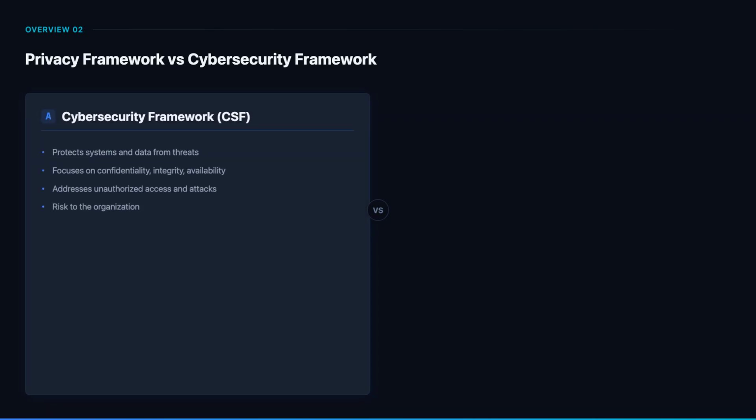Many organizations already use the NIST cybersecurity framework. Let's compare it with the privacy framework to understand how they complement each other. The NIST cybersecurity framework protects systems and data from external and internal threats. It focuses on confidentiality, integrity, and availability, addressing unauthorized access, data breaches, and cyber attacks. The risk perspective is primarily organizational. What could harm the enterprise?